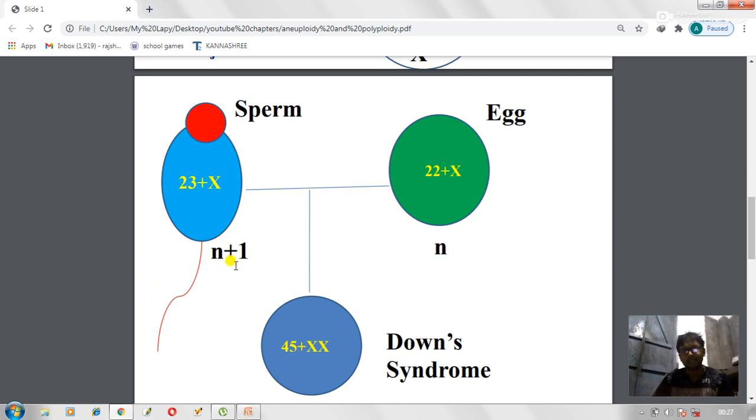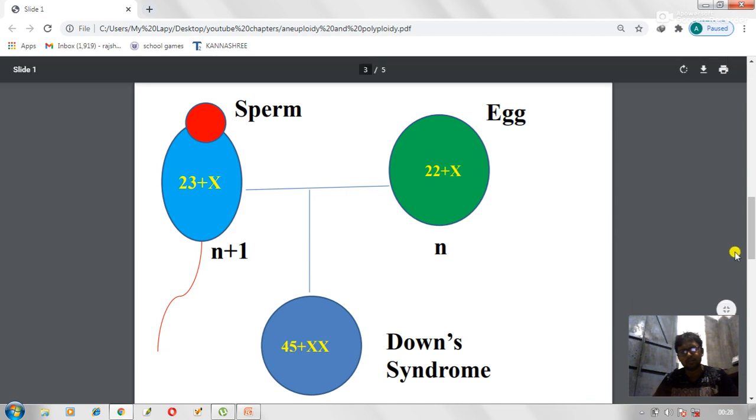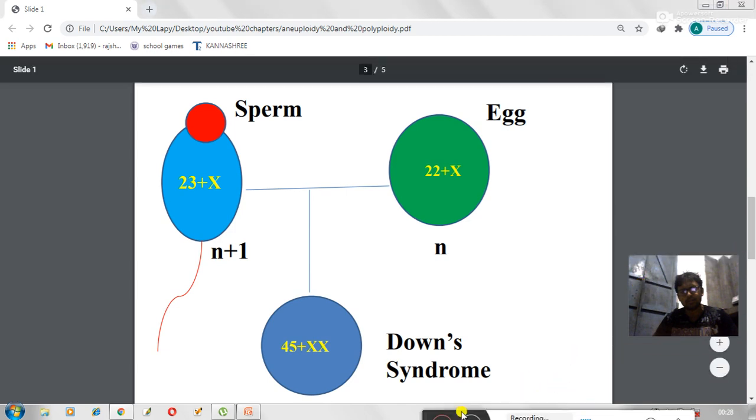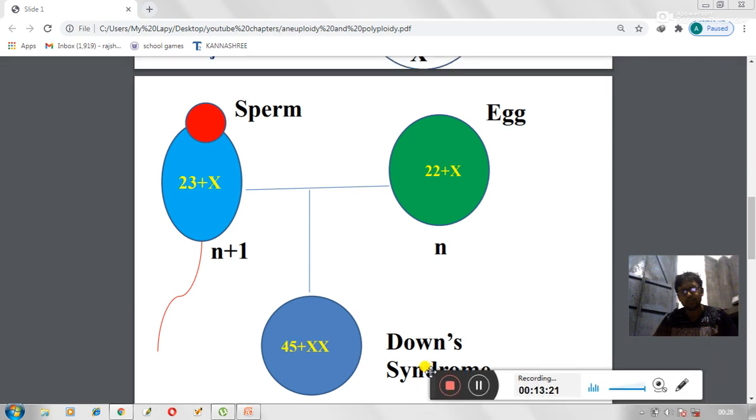So as a result, suppose the sperm produces an n plus 1 gamete and the egg is normal. So what will happen? Then 22, 23, 45 plus double X. That is what is called Down syndrome. That is, where is the extra chromosome present? The extra chromosome is present here, in the 45. Now the 21st chromosome is trisomy. Instead of 2 copies of chromosome 21, in this case there are 3, that is, the sperm contains 2 copies of chromosome 21.